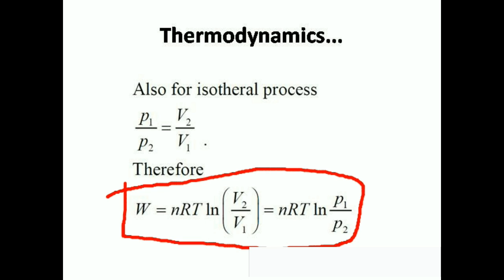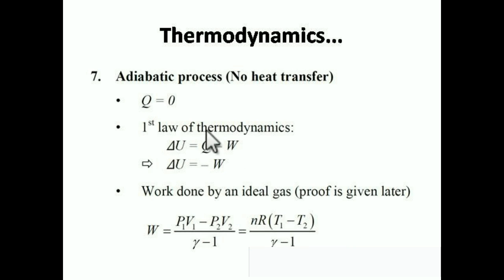Okay. Let's move forward to the next process, that is the most important process, the adiabatic process. In adiabatic process, no heat transfer is done. That means Q is equal to 0. Now again, first law of thermodynamics, that means delta U is equal to Q minus W. Q is 0, that means delta U is equal to minus W.